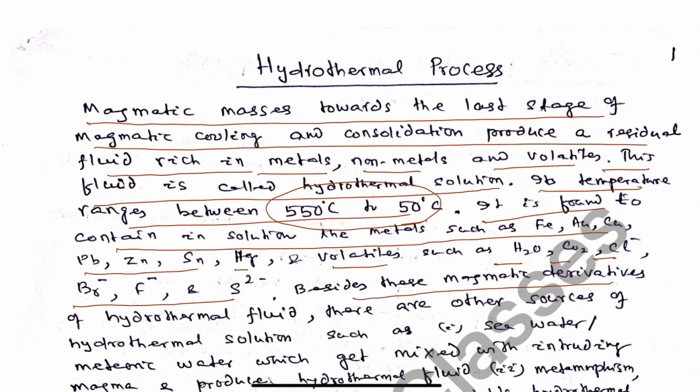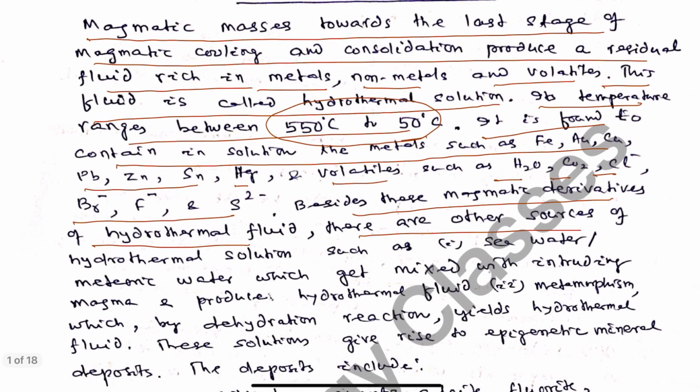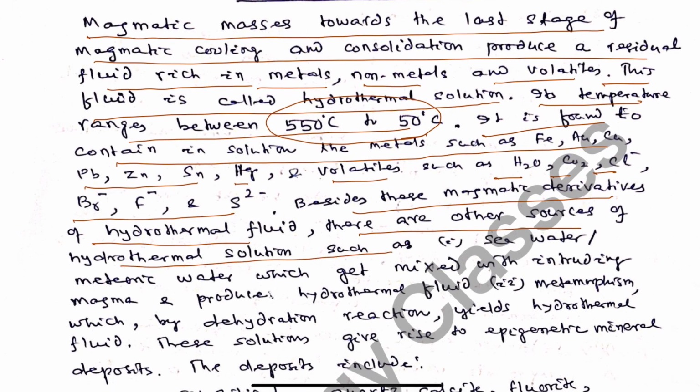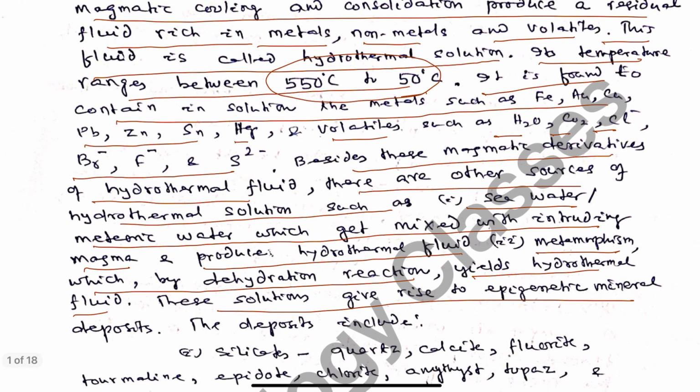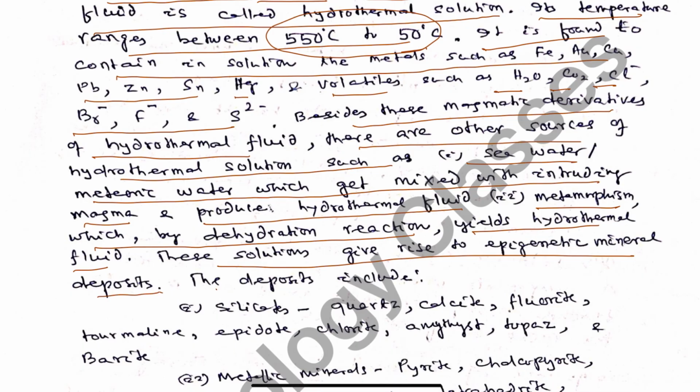Besides these magmatic derivatives of hydrothermal fluid, there are other sources of hydrothermal solution, such as sea water or meteoric water, which gets mixed with the intruding magma and produces hydrothermal fluid. Similarly, metamorphism, through dehydration reactions, yields hydrothermal fluid. So these solutions give rise mostly to epigenetic mineral deposits.